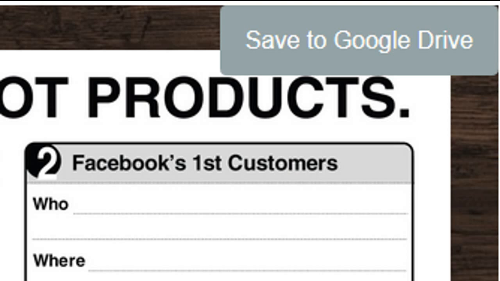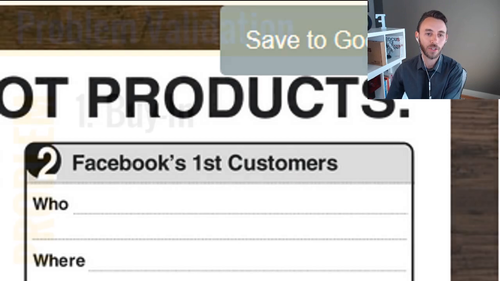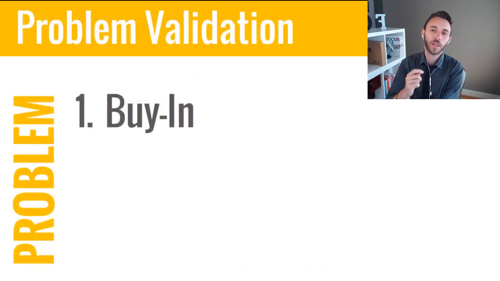But this is one of the great ways to get buy-in for the problem validation, by showing your students how other companies have done the same thing, solving problems to find their success. All right, so that's the buy-in stuff.